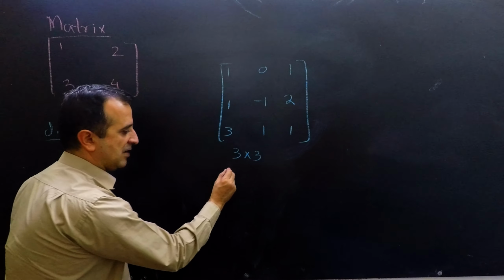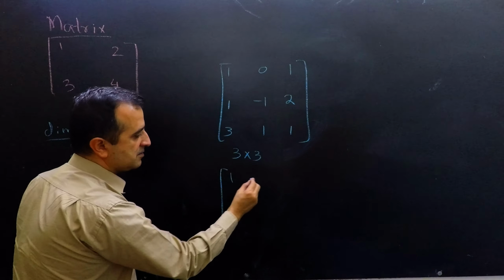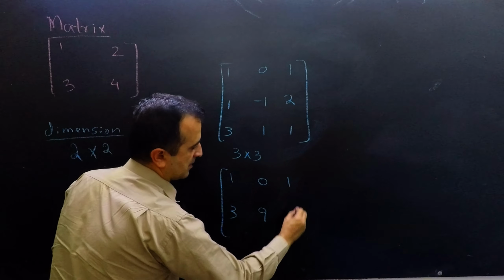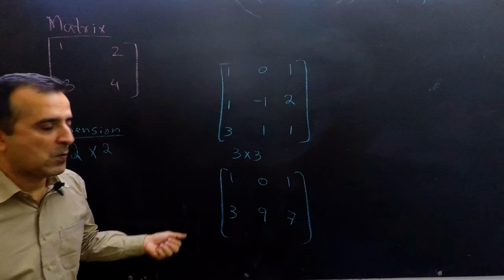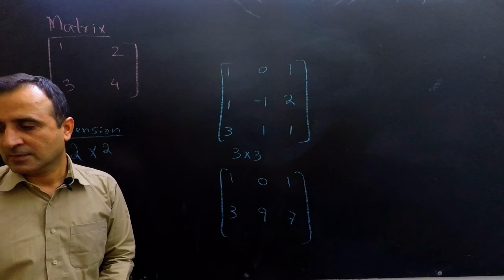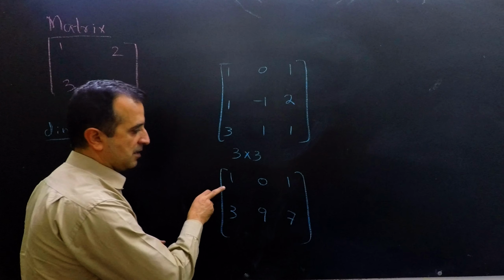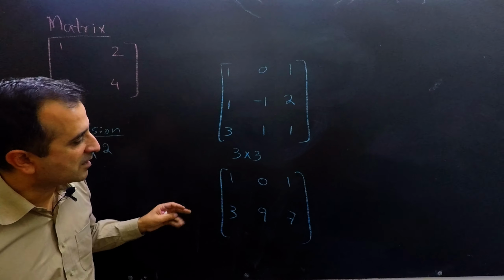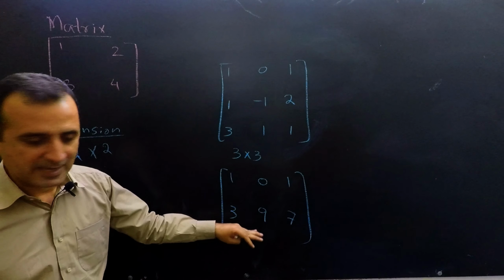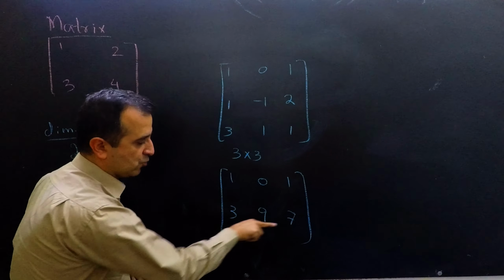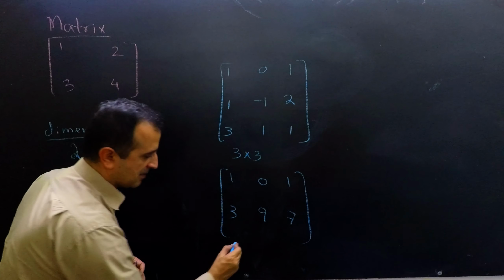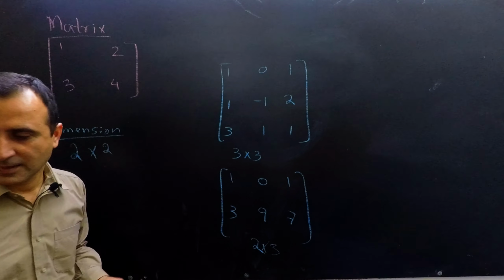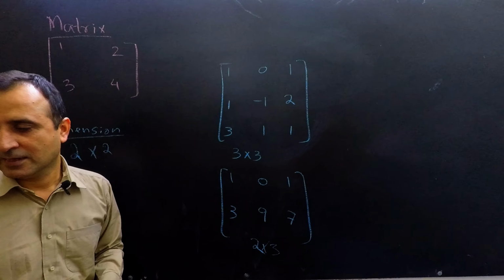In this example we have 1, 0, 1, 3, 9, 7. Now what about this matrix? How many rows and columns is it? No, that's wrong. 3 columns and 2 rows. So rows are counted like this: 1 row and 2 rows. So it has 2 rows and 3 columns. These are the dimensions of this matrix.